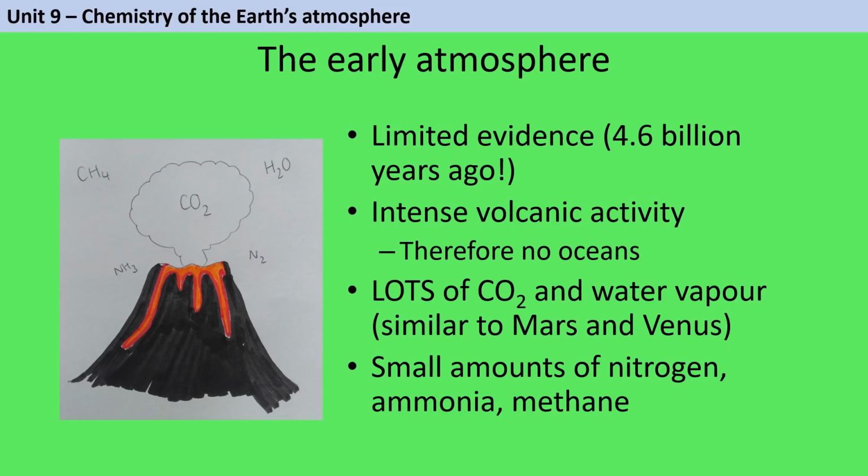We do know that initially there was intense volcanic activity, and that volcanic activity spewed out lots of carbon dioxide and water vapour, and it made the Earth's early atmosphere quite similar to that of Mars and Venus today. Now, obviously, because there were loads of volcanoes, it was really, really hot. So even though there was lots of water in the atmosphere, there wasn't any on the ground, so there weren't any oceans. There also may have been small amounts of nitrogen and ammonia and methane, and that's important because they were key components in the formation of the first amino acids, without which life could not have formed.